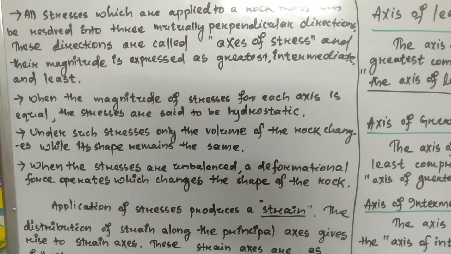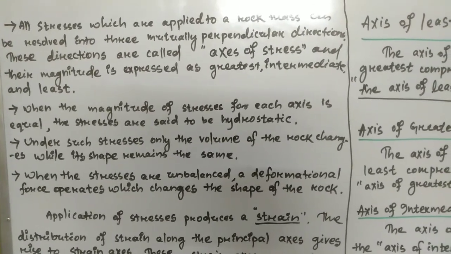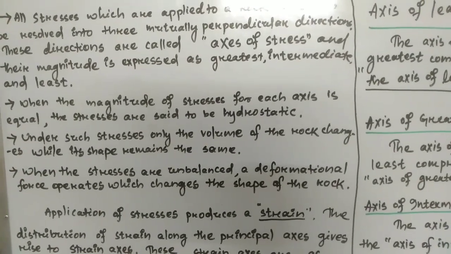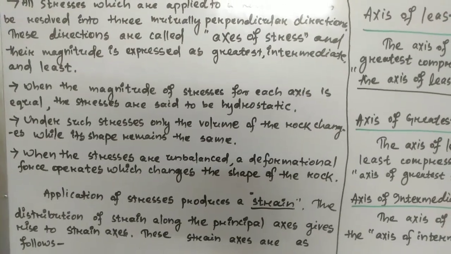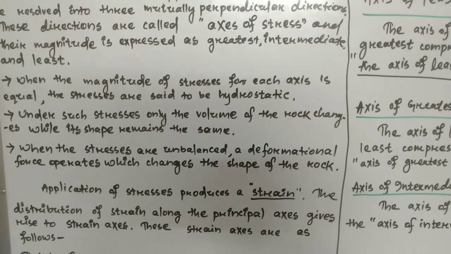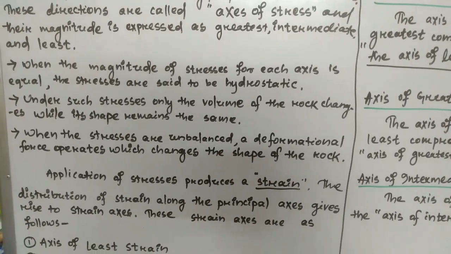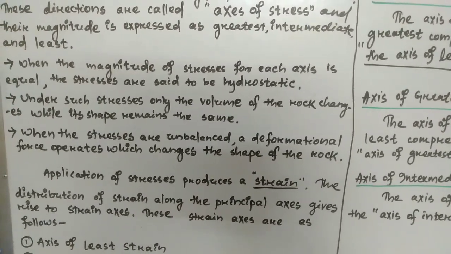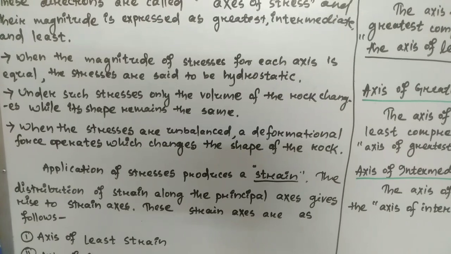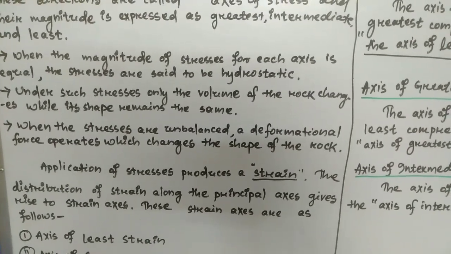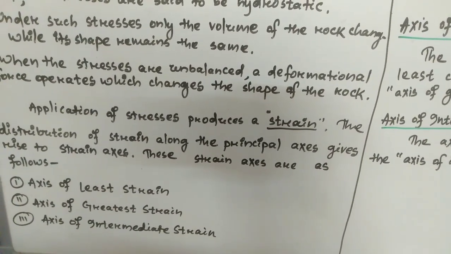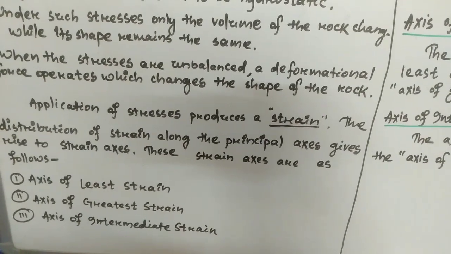Under such stresses, only the volume of the rock changes while its shape remains the same. When the stresses are unbalanced, a deformational force operates which changes the shape of the rock. Now we will see what is strain. Application of stresses produces a strain. The distribution of strain along the principal axis gives rise to a strain axis. These strain axes are as follows: axis of least strain, axis of greatest strain, and axis of intermediate strain.